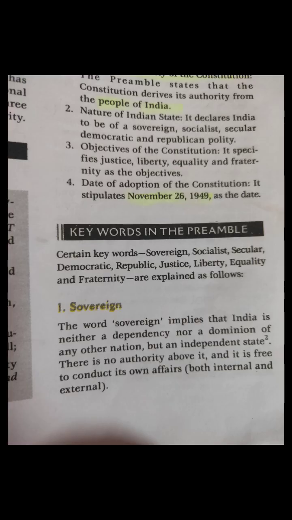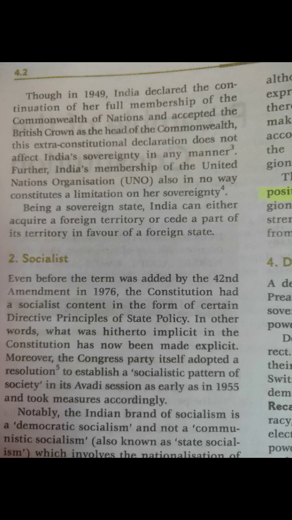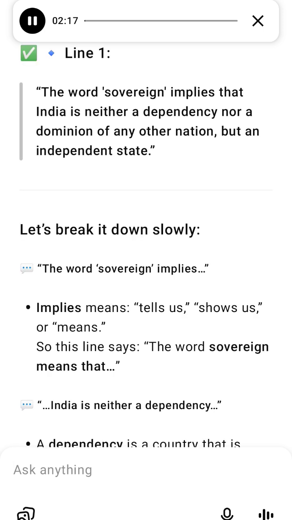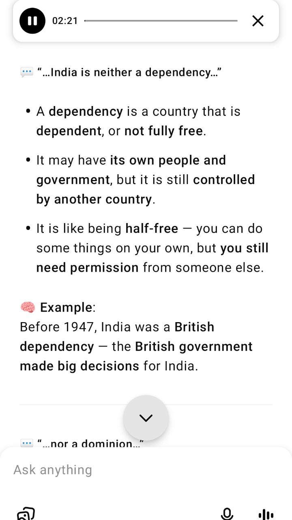Here is the great, deep, and detailed summary of the explanation of the word, as used in the Preamble of the Indian Constitution, written in the simplest English, step by step, for total clarity and deep understanding, as if teaching someone with no prior knowledge. Topic: what does sovereign mean in the Indian Constitution?